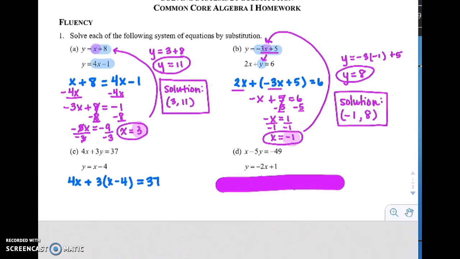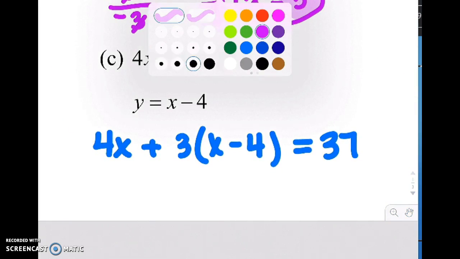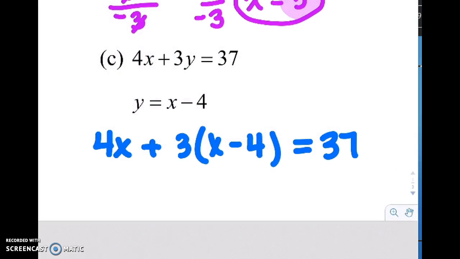All right, letter C. Very similar here. We have one equation that has both x and y. Neither are solved for themselves. And then our second equation is solved for y. So you know y is equal to that x minus 4. So I'm going to replace the y in the first equation with x minus 4.